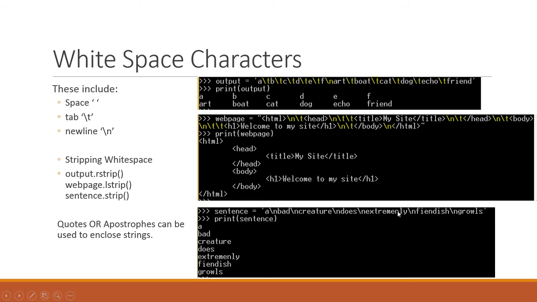But again, here's just new lines. A bad creature does extremely fiendish growls. So A, B, C, D, E, F, G, and we're putting a new line in between each one of the words.